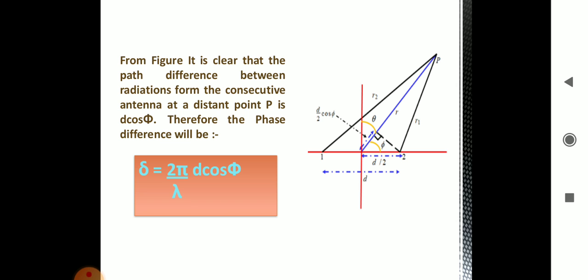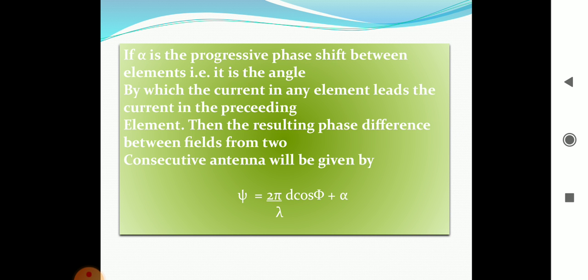From the figure it is clear that the path difference between radiations from the consecutive antennas at a distant point P is d cos φ. This is also clear from the figure. Here we can see that delta will be equal to 2π/λ d cos φ.